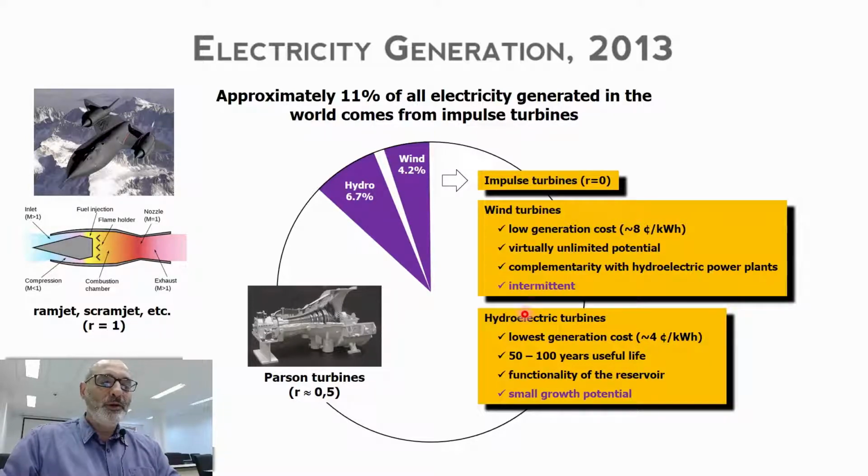A few characteristics related to hydroelectric turbines. The generation cost is even lower. That's the lowest generation cost, actually 4 cents per kilowatt hour, okay. Its life cycle is very, very long. You may reach 100 years. You have turbines which are almost 100 years old, okay, so their life cycle is very long.